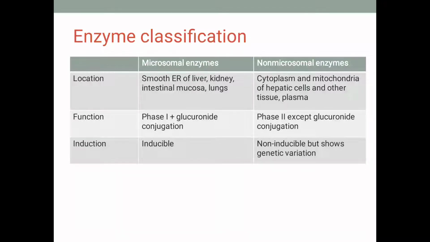Induction. Microsomal enzymes are inducible, while non-microsomal enzymes are non-inducible but show genetic variation. So this is the difference: what is a microsomal enzyme, a non-microsomal enzyme, where they are located, and which reactions are caused by them. Mainly, microsomal enzymes are responsible for phase 1 and glucuronide conjugation, and non-microsomal enzymes for phase 2 except glucuronide conjugation. Microsomal enzymes are inducible, non-microsomal are non-inducible.